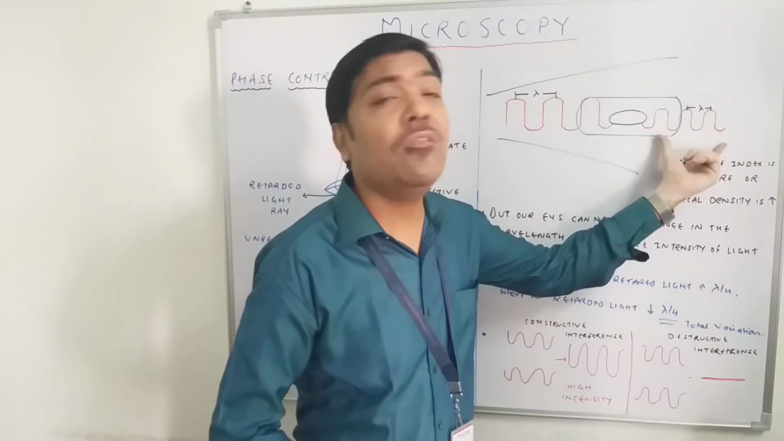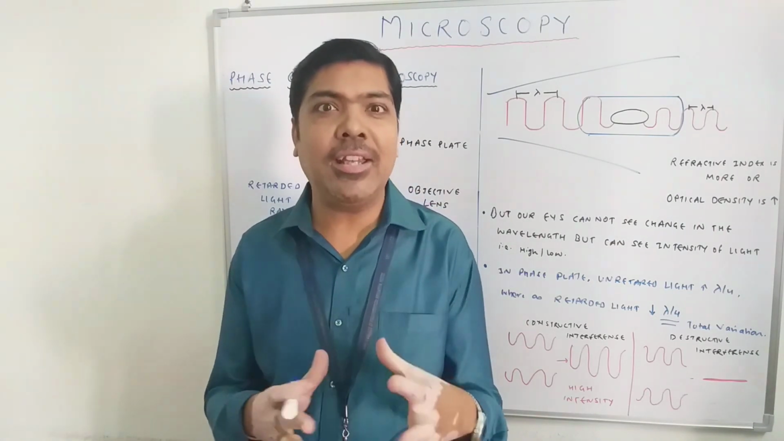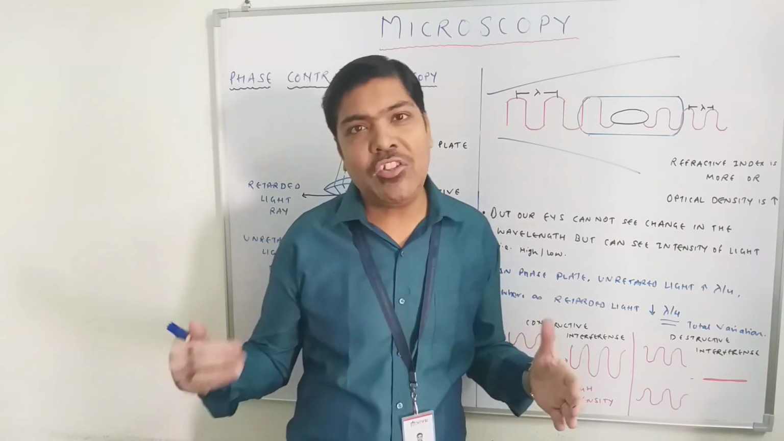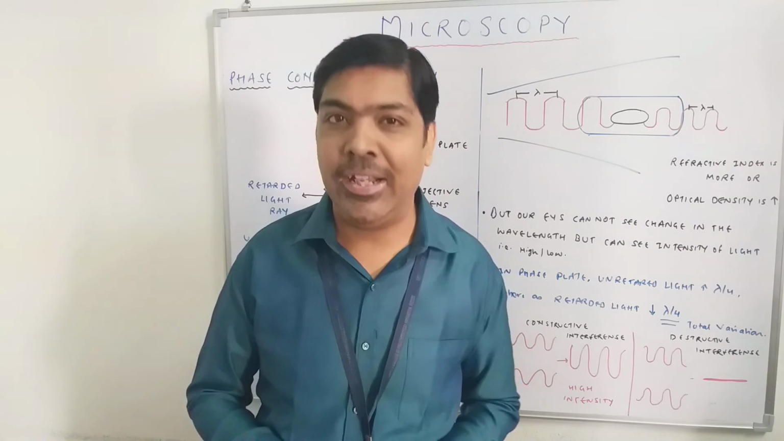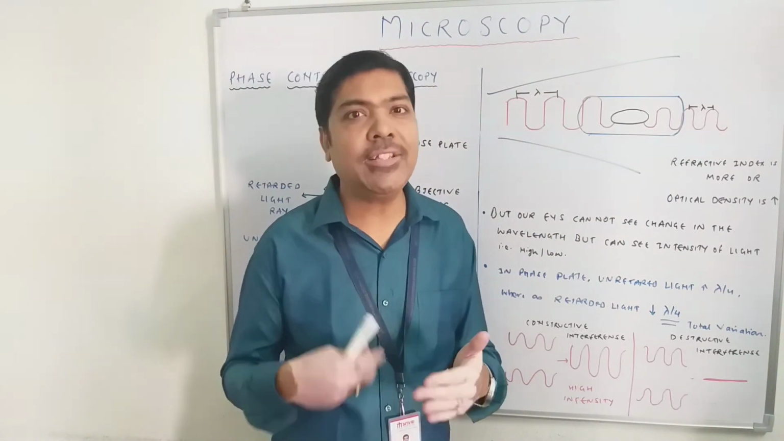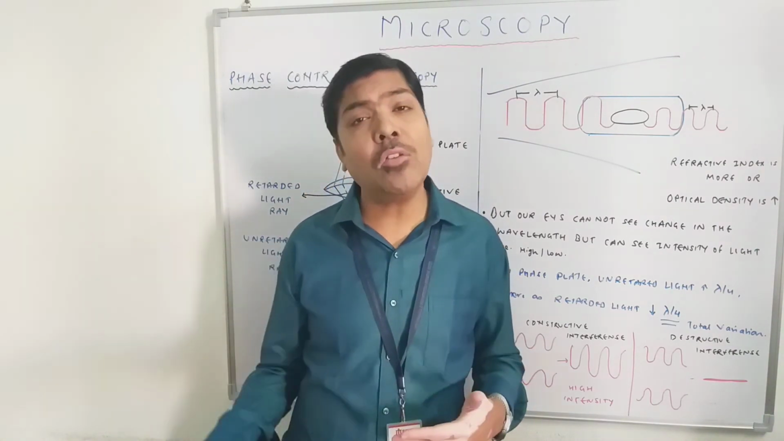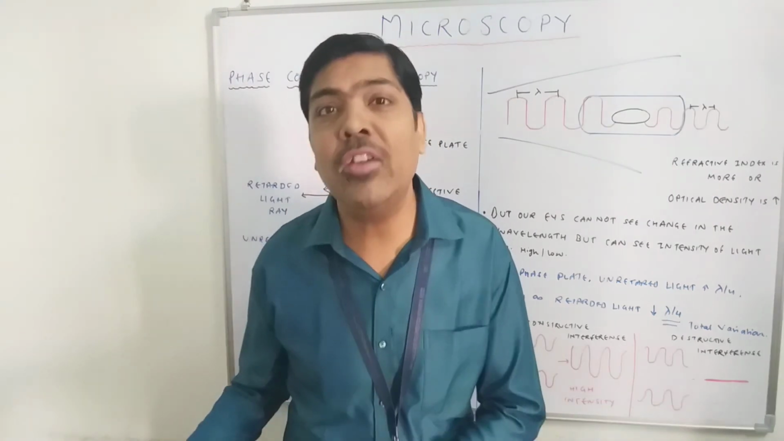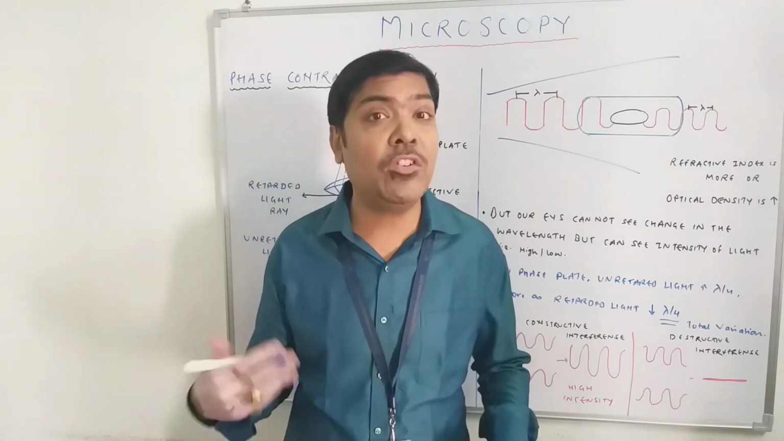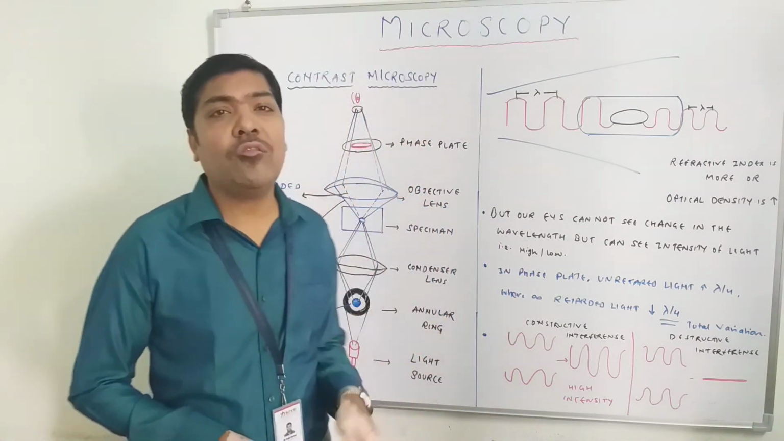But this change in the wavelengths cannot be seen by our eyes. Means we cannot see that there is some change in the wavelength. But what we can see is the change in the intensities of the light. These terms are very important. Whatever light enters into the specimen enters in the form of a wavelength, and when it comes out of the specimen it will have a different wavelength. There is some change in the wavelength, but that change cannot be visualized by our eye. So we are using here the phase plate.